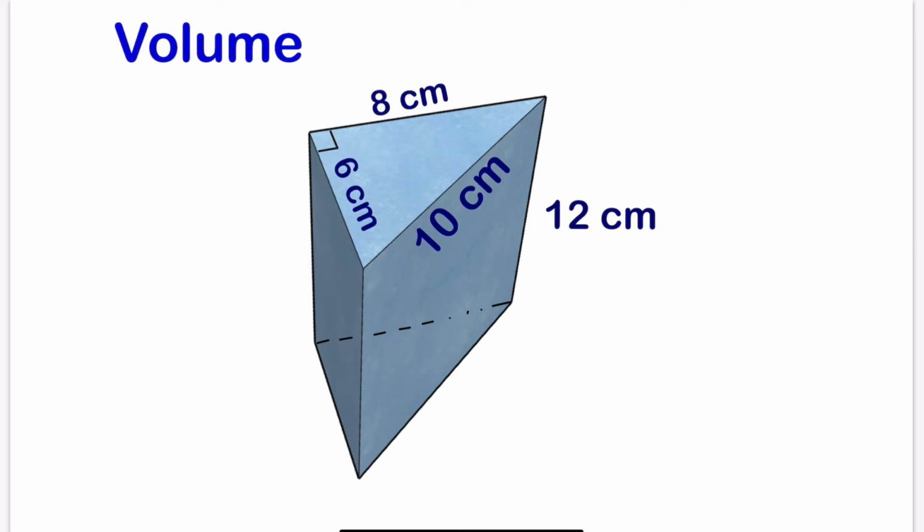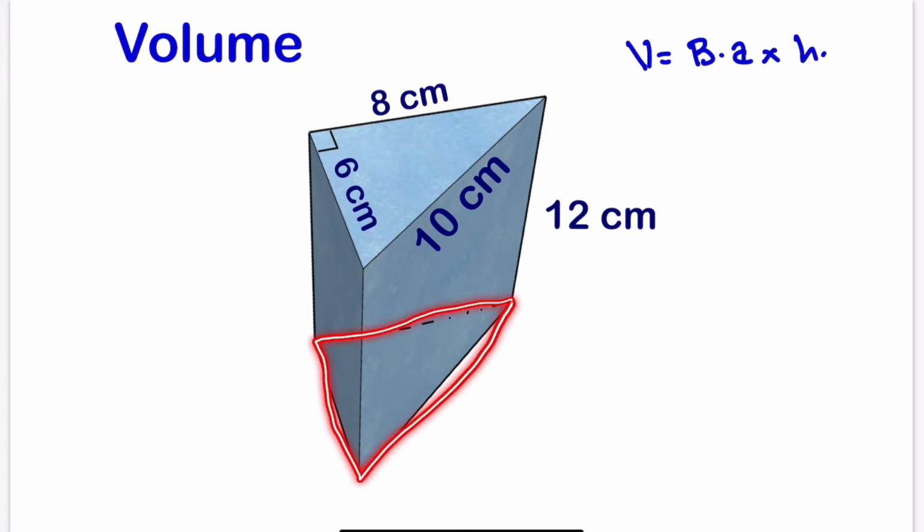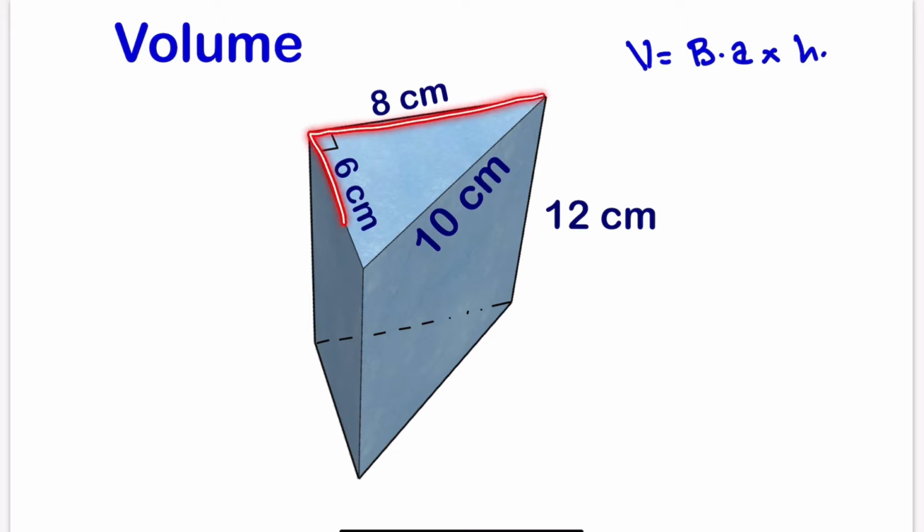So looking at this triangular prism, the general formula to calculate volume for a prism is volume equals the base area times the height. So we need to look for the area of the base. The bases of a prism are identical, so we have two identical bases for each prism. You can see that this triangle up here and this triangle down here are identical, so this represents the base of the prism. So we are going to look for the area of the base.